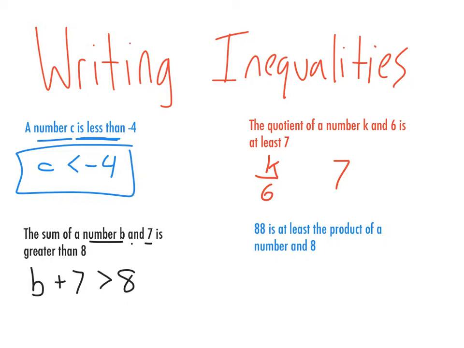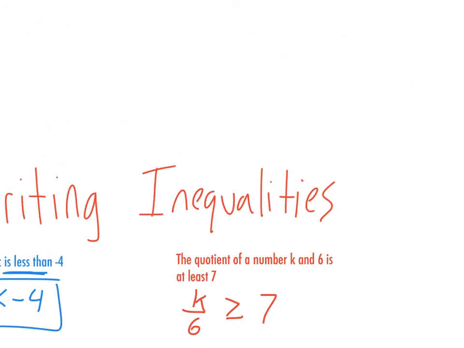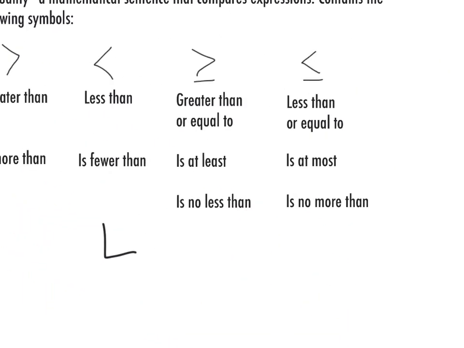At least 7. So this thing, could it be more than 7? Could it be less than 7? Could it be 7? Well, this thing needs to be at least 7. So to me, that says greater than or equal to. K over 6 is at least 7, or K over 6 is greater than or equal to 7. It could be greater than 7 or equal to, but at the very minimum, or at least, this thing has to be 7. If you go back up here, let's find the phrase "at least," boom, right there.